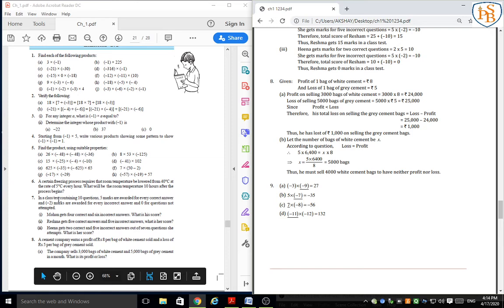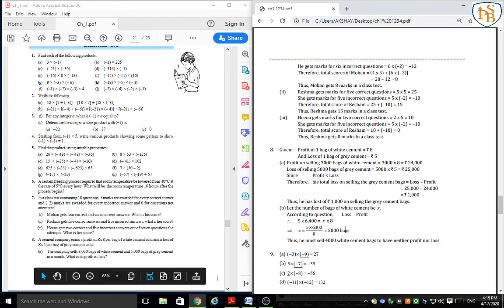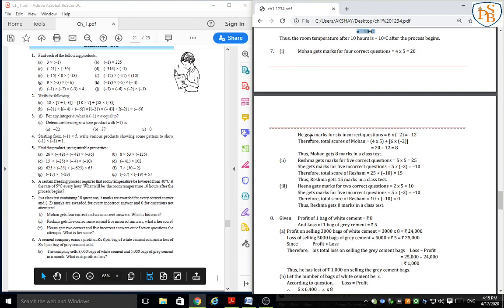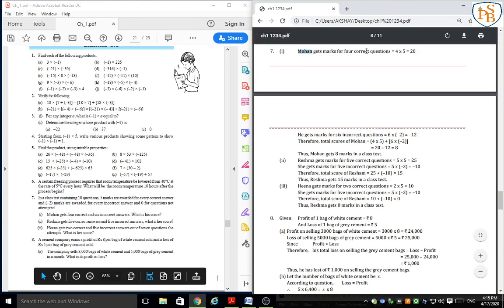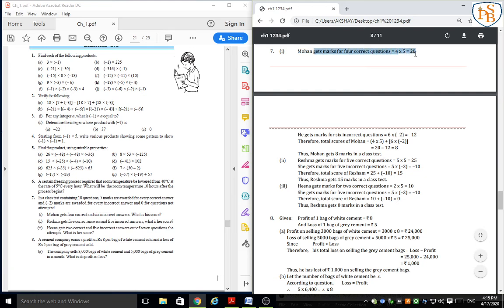In question number 7, in a class test containing 10 questions, 5 marks are awarded for every correct answer and -2 marks are awarded for every incorrect answer and 0 for questions not attempted. The first question, Mohan gets 4 correct and 6 incorrect answers. What is his score? Look here. Mohan gets marks for 4 correct questions, 4 into 5 is equal to 20. He gets marks for 6 incorrect answers, that is 6 into -2 is equal to -12. Therefore, total score of Mohan, that is 20 minus 12 is equal to 8. Thus, Mohan gets 8 marks in the class test.